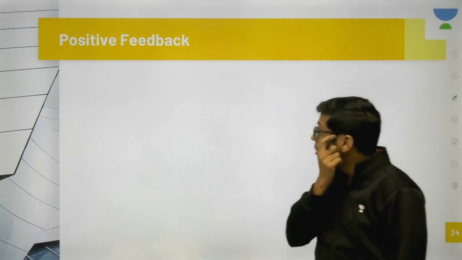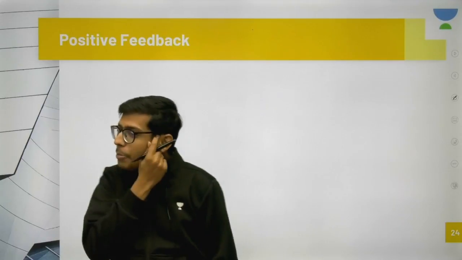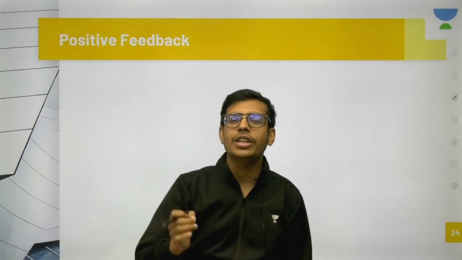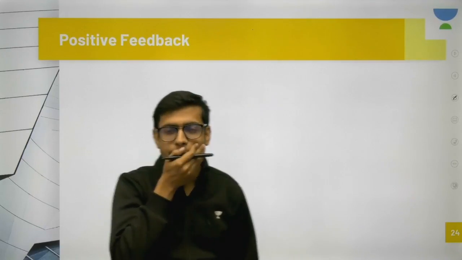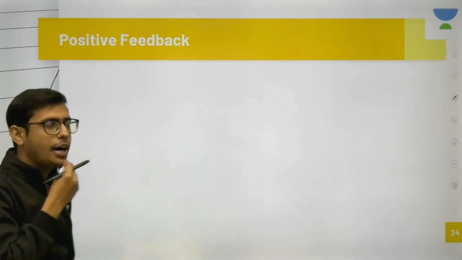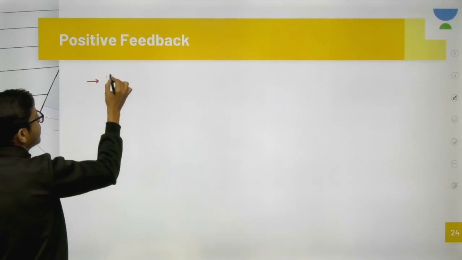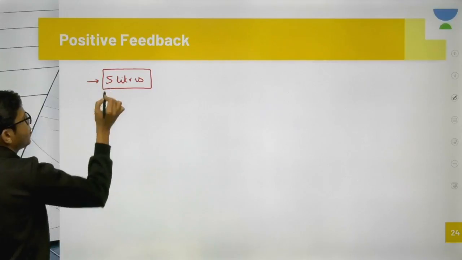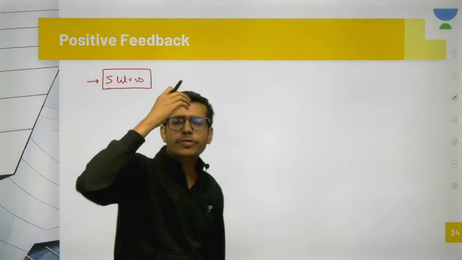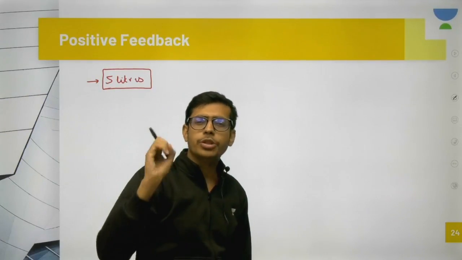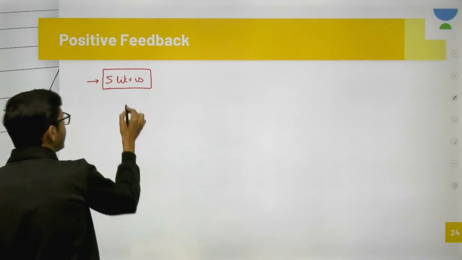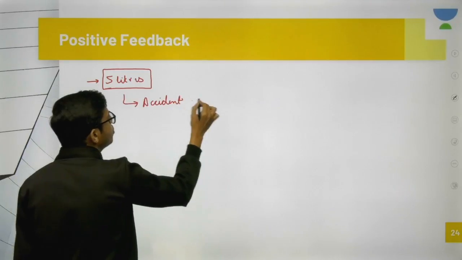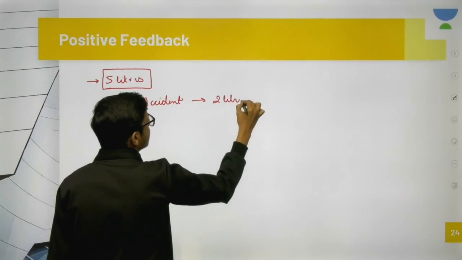Now talking about positive feedback. Positive feedback is actually a mean one. Most of the time, positive feedback is what kills you. Suppose I have transfused 5 liters of blood into you. A normal body's cardiac output is 5.5 liters. Now, somehow you get into an accident and you lose 2 liters of your blood.